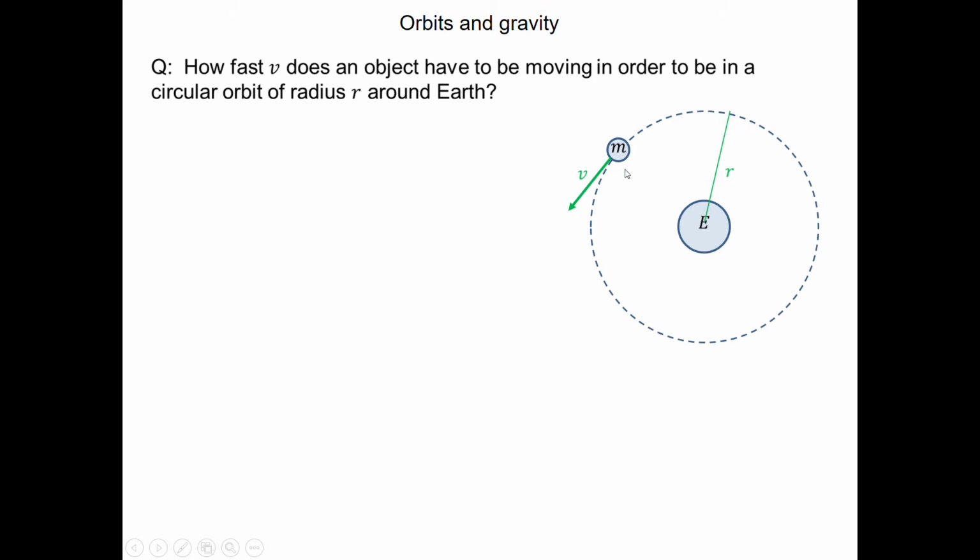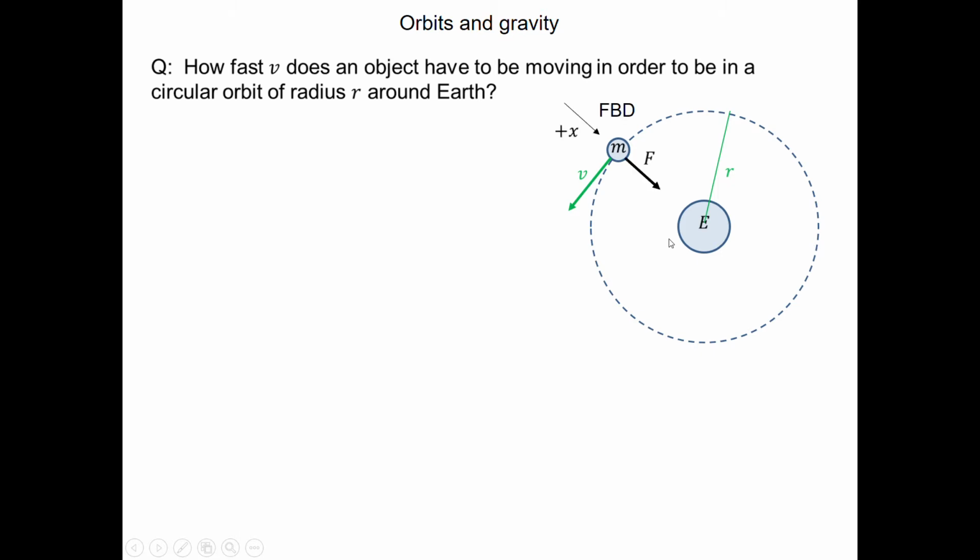We know how to calculate the gravitational force on this object, and we know what its acceleration is because it's in uniform circular motion. If we're assuming it's in a circular orbit of radius r, everything's sort of staying the same except the direction it's moving as it goes around. So the acceleration is the same everywhere. It's v squared over r.